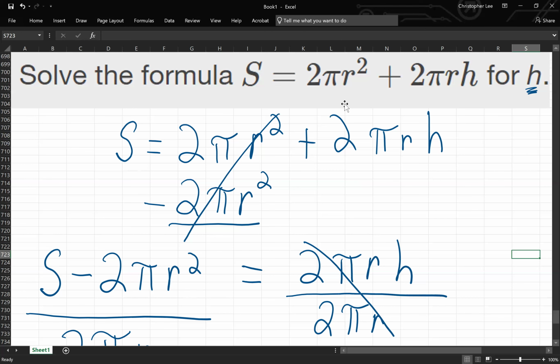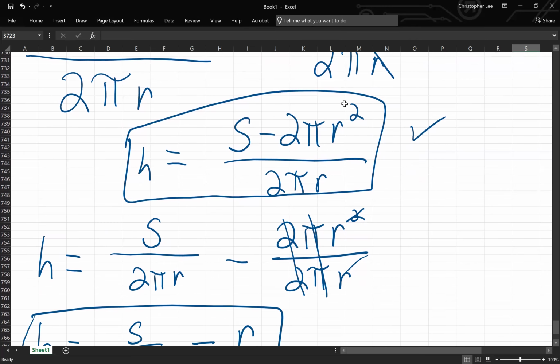Go ahead. You said it makes you divide by 2 pi r squared? Initially, subtract 2 pi r squared, yeah. Say it again?